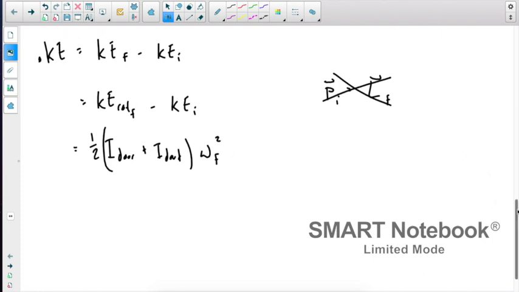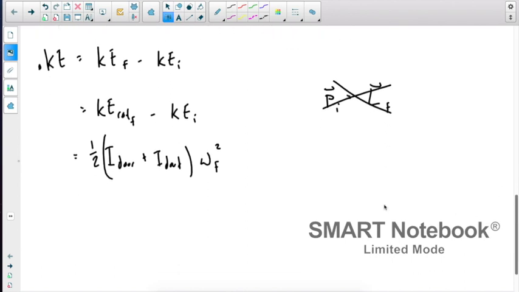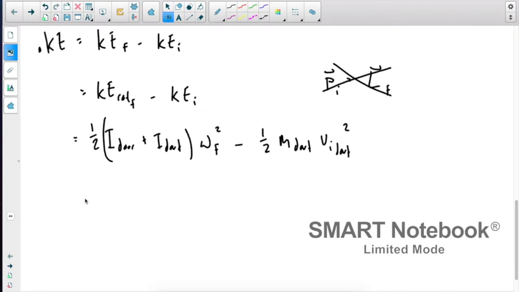That's the omega f that I solved for earlier, right? Their final common rotational velocity. Minus 1/2 the initial kinetic energy is just coming from the flying dart, so 1/2 mass of the dart times v initial of the dart squared, that velocity squared. So you guys can plug and chug that. You end up getting that the final kinetic energy is really small. It's only 0.40 joules, where the initial was really big, 800 joules. So we lost a lot of energy.